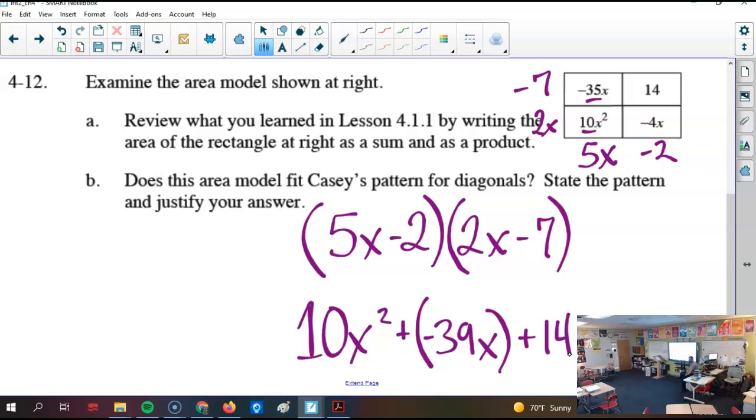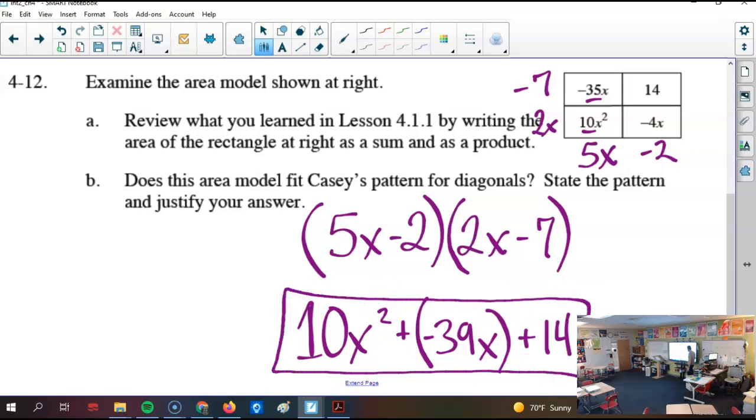What's the hardest part of, if we think about going backwards from here to here to factor this thing? You're handed a trinomial, they say factor it out into the binomials. The hardest part is splitting up the negative 39x.